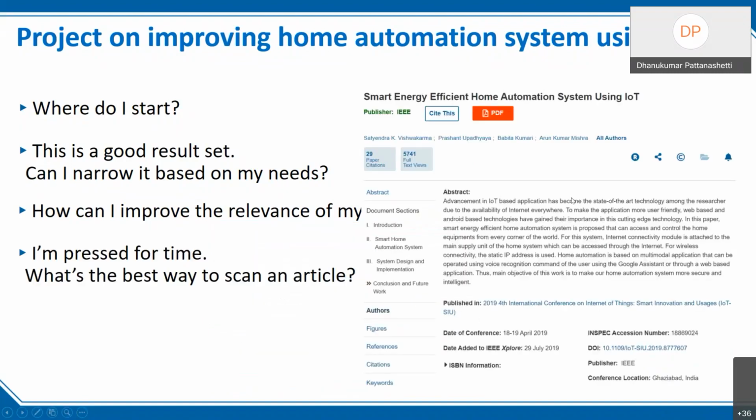Also, if you're pressed for time, because now what happens is, if you have like 100 or say 200 articles, going to each and every PDF may take you some time. You have to download them, you have to read them. You don't have to do that.